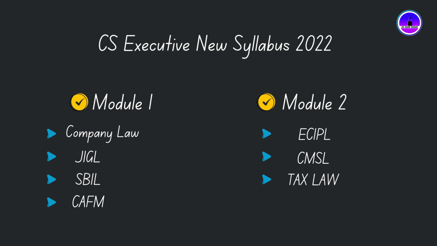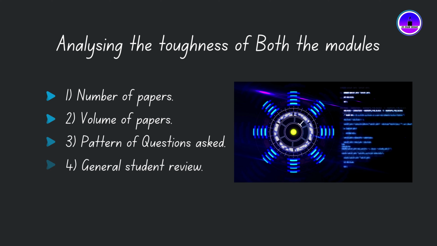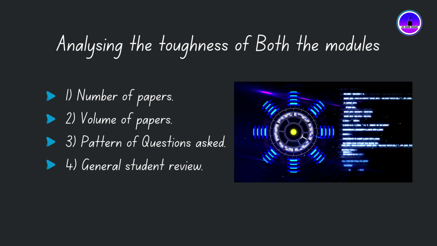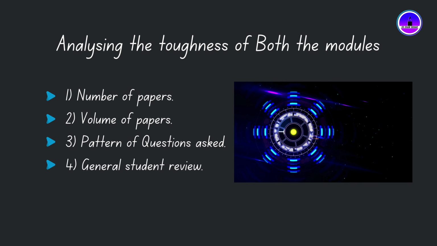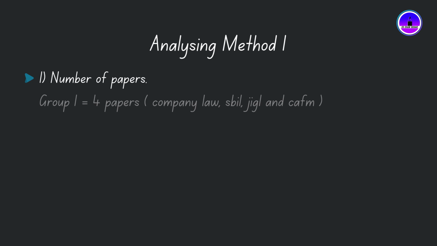The next step is we will try to analyze the toughness of the group on 4 different levels. Number 1 would be number of papers, number 2 volume of the subject, number 3 pattern of questions asked, and number 4 general student review. Okay, so let's begin. Number 1, number of papers. In Group 1 we can see there are 4 papers: Company Law, SBIL, JIGL and CAFM. We will learn about these papers now.